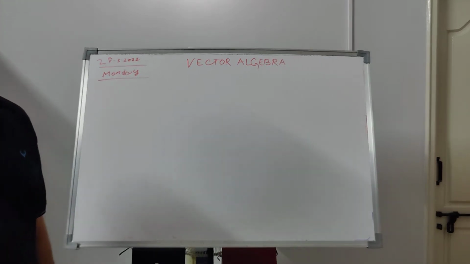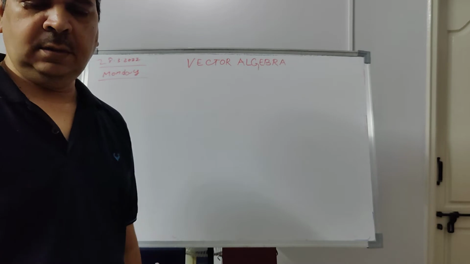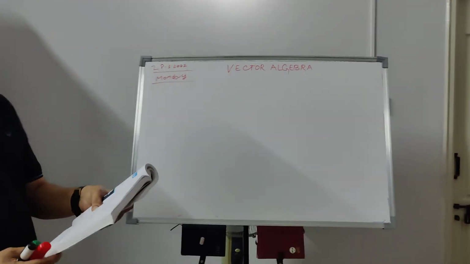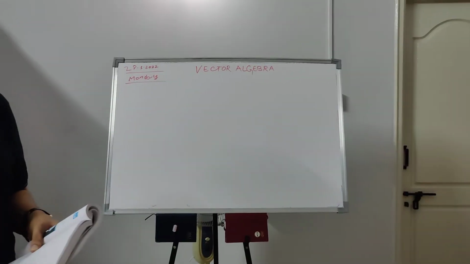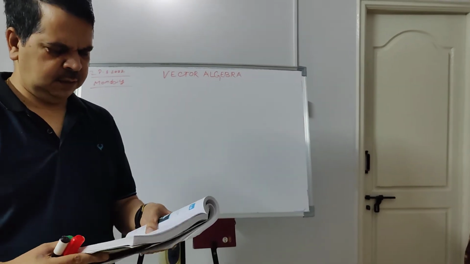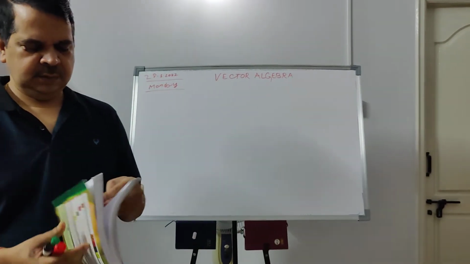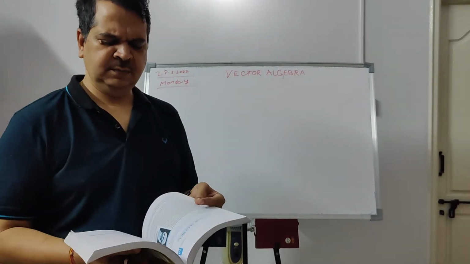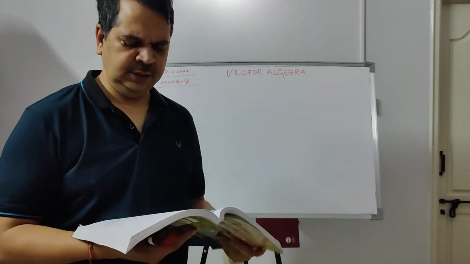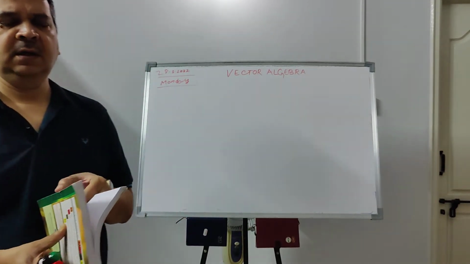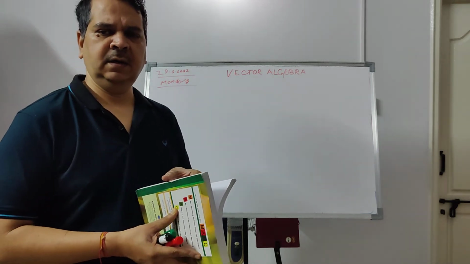Today we will start a new chapter that is on vector algebra. Okay, we will start. There are some simple things like the addition of vector, subtraction of vector, then multiplication of vector.